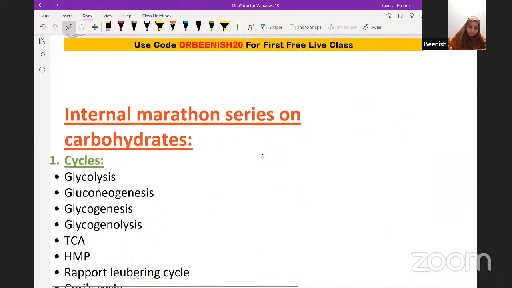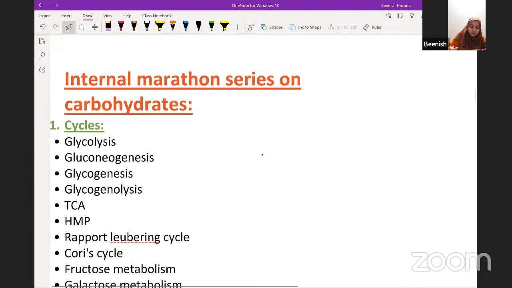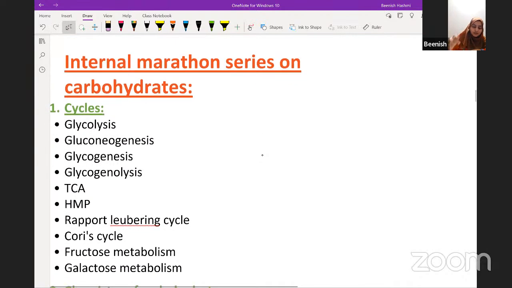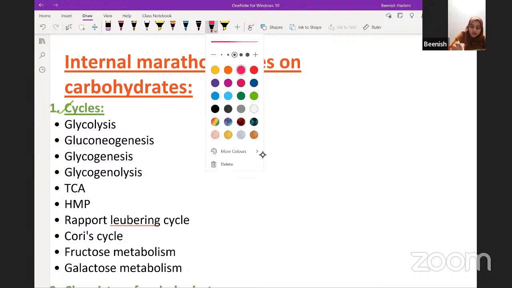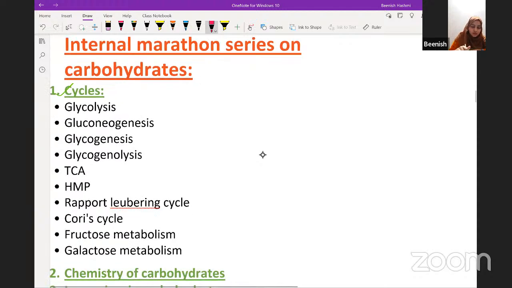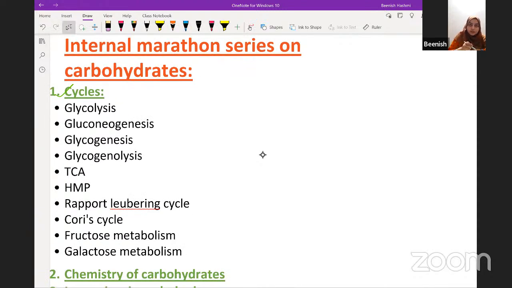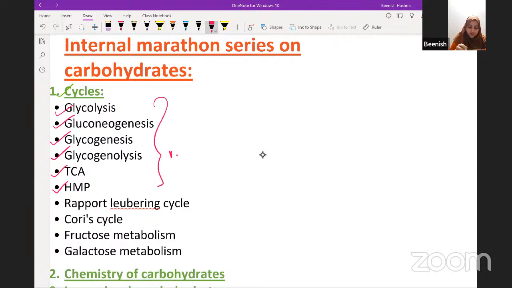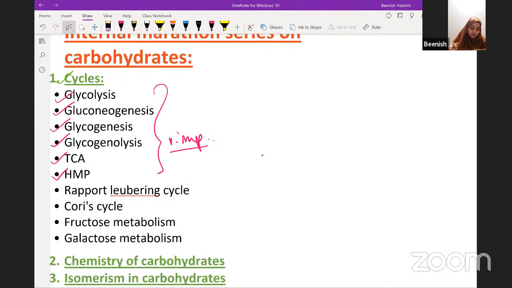Okay. A quick recapitulation of what we've already done in the carbohydrates series. We had done all these cycles, okay? All the cycles were taken in the initial two classes, and that is the major important chunk of carbohydrates: your glycolysis, gluconeogenesis, glycogenesis, TCA, HMP. All of these cycles are very important, okay? There is equal probability of any of these cycles being asked. Then Rapoport-Luebering and Cori cycles are also important.